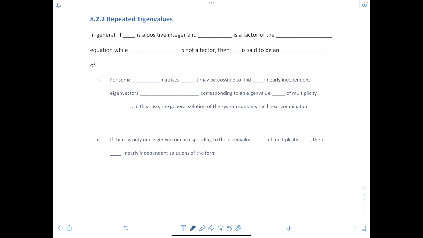Today we are covering section 8.2.2 in the Zill Intro to Differential Equations text, where we will be looking at how to solve homogeneous systems where there are repeated eigenvalues. So let's check it out.